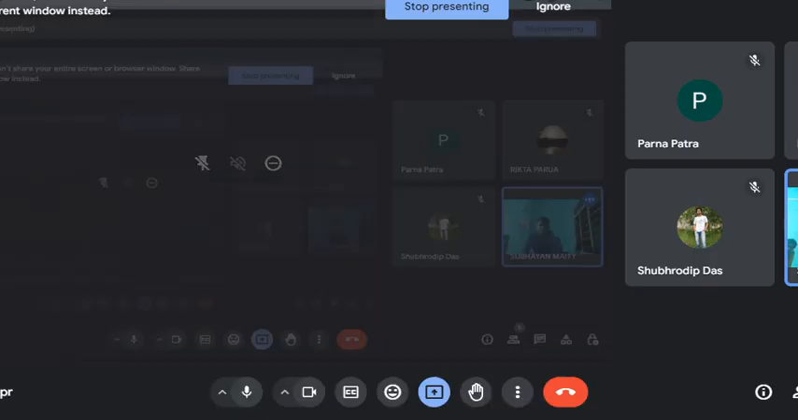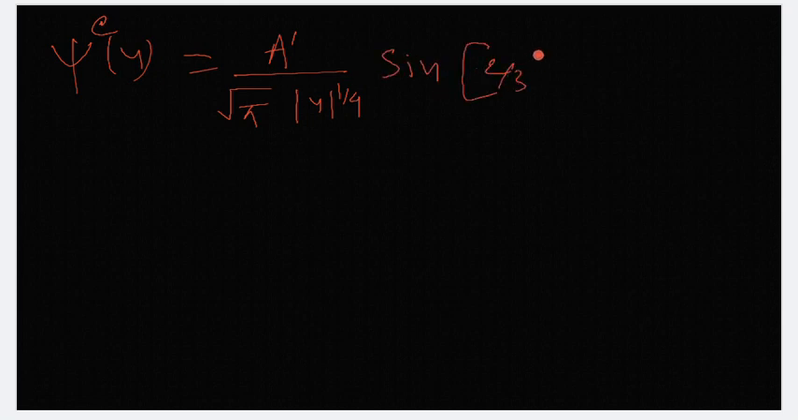So psi of y, I am writing this as psi c, that means connecting wave function, is basically A prime by root over pi mod of y whole to the power 1 by 4, times sine of 2/3 (minus y) whole to the power 3 by 2, plus pi by 4, when y less than 0.